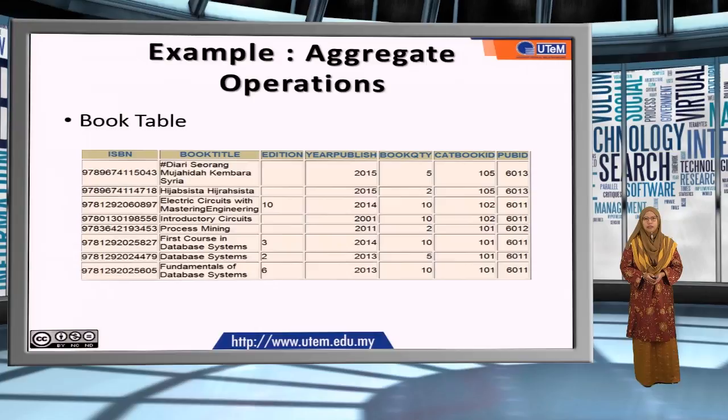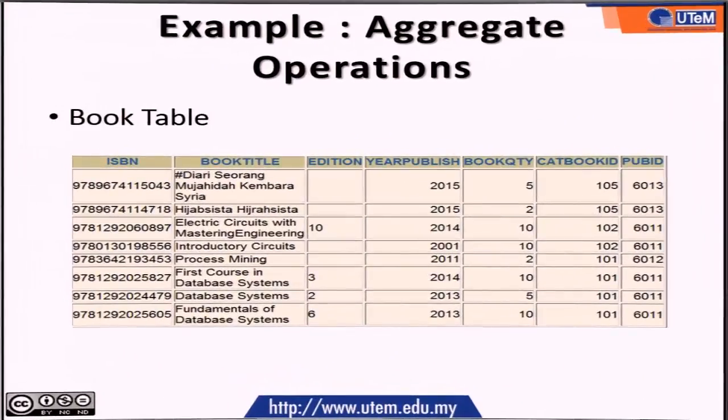Now, by using the book table from the library management system case study, we will look at some SQL statements to perform each of the aggregate operations. The book table contains records of the books that are available in the library. Each book record contains 7 attributes, which are ISBN, book title, edition, year published, quantity of book copies, book category ID, and publisher ID.